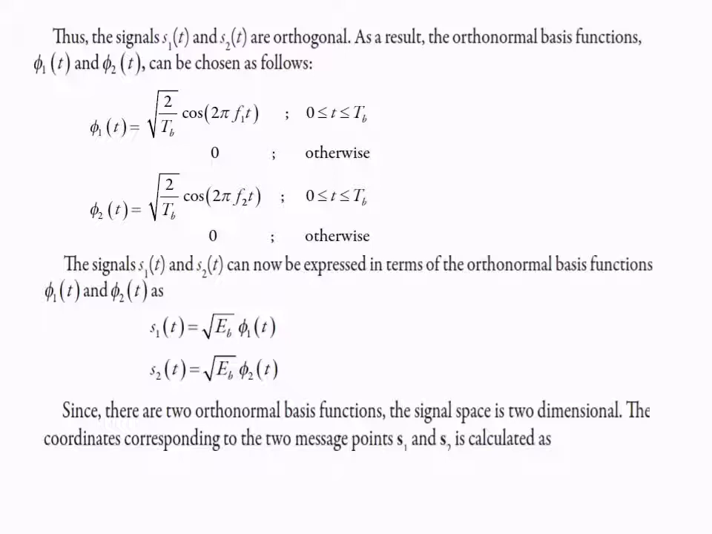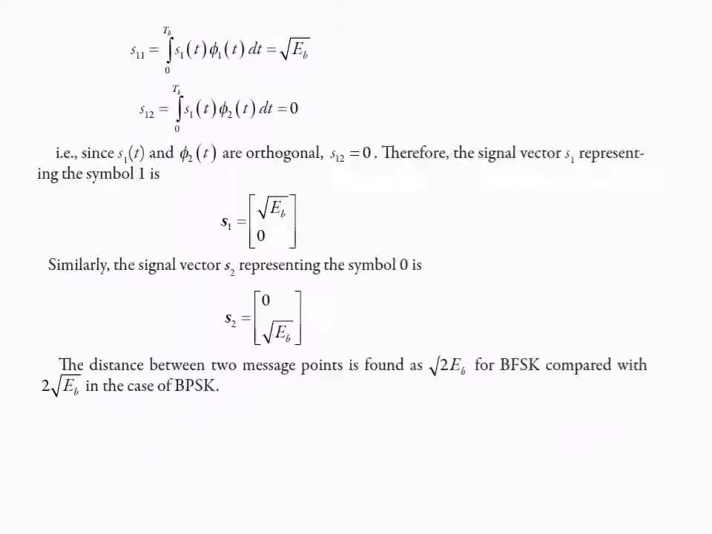Looking at these equations, we can say that our signal space is two dimensional because we have only two axes, phi1(t) and phi2(t). Now we are going to calculate the components of S1(t) and S2(t). Since we have two orthonormal basis functions, we have only two components for S1(t) as well as for S2(t).